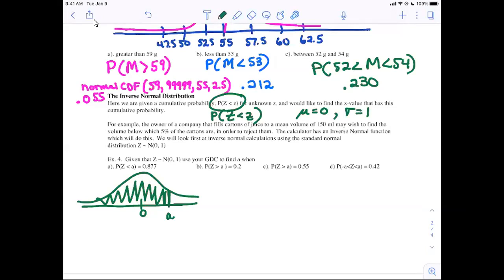Okay, so here's what you're going to do on the calculator. You're going to press the 5, 5, and then it's number 3. It's inverse normal. And inverse normal needs the probability or the area under the curve, and then it's 0, 1. And it'll always be 0, 1. And are you getting A is 1.16?